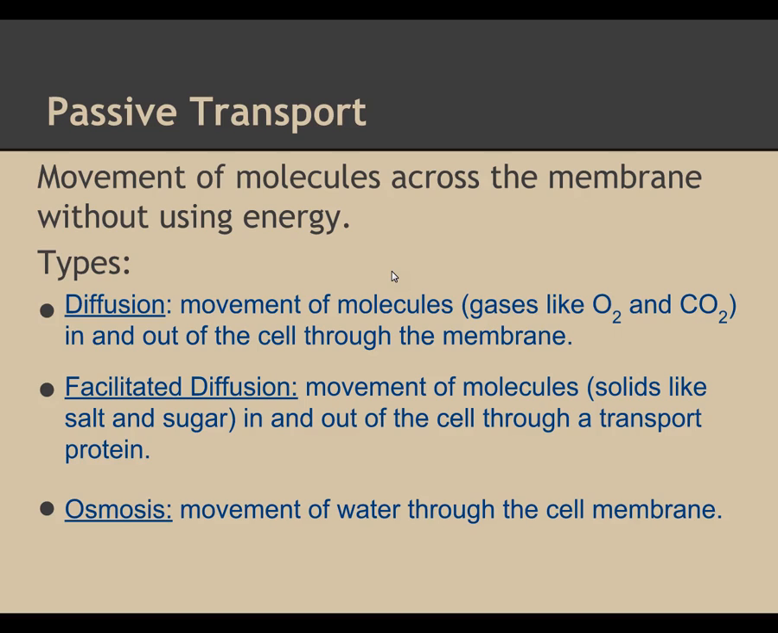Passive transport. This is the movement of molecules without using any energy, and there are three different types that we're going to talk about. So whenever you see these three words, diffusion, facilitated diffusion, and osmosis, they all mean passive transport. There is no energy required by the cell in order for these things to happen.